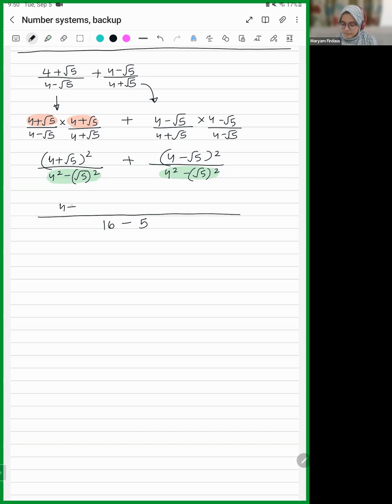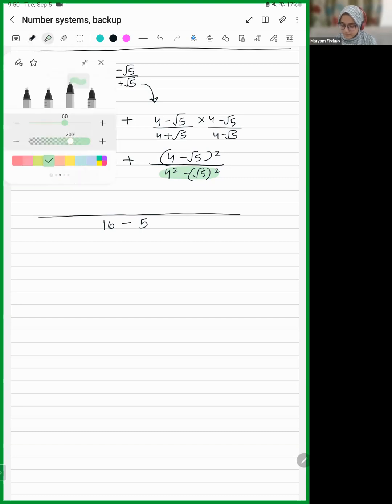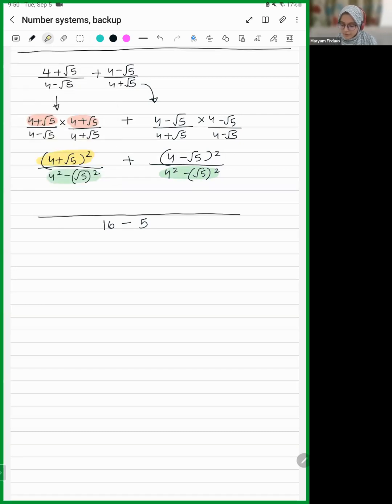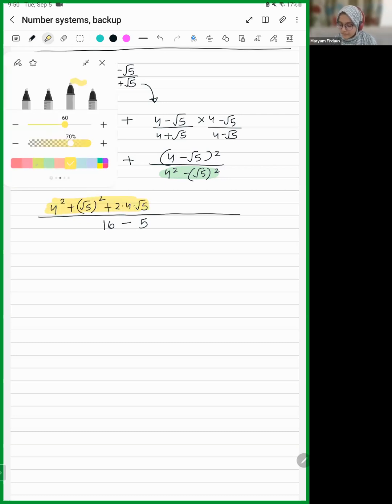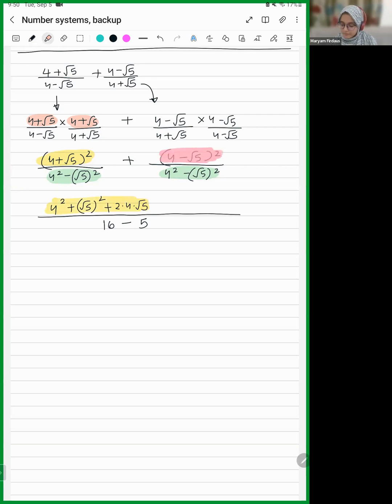Yes, Preshita, numerator. So then, ma'am, we get 4 square plus root 5 square plus 2 into 4 into root 5. Yes. So we will first solve the numerator separately. Over here, what we have done is we have applied that identity (a plus b) whole square. Okay, then next one, Preshita. Then, ma'am, 4 square plus root 5 square minus 2 into 4 into root 5. (a minus b) whole square identity.